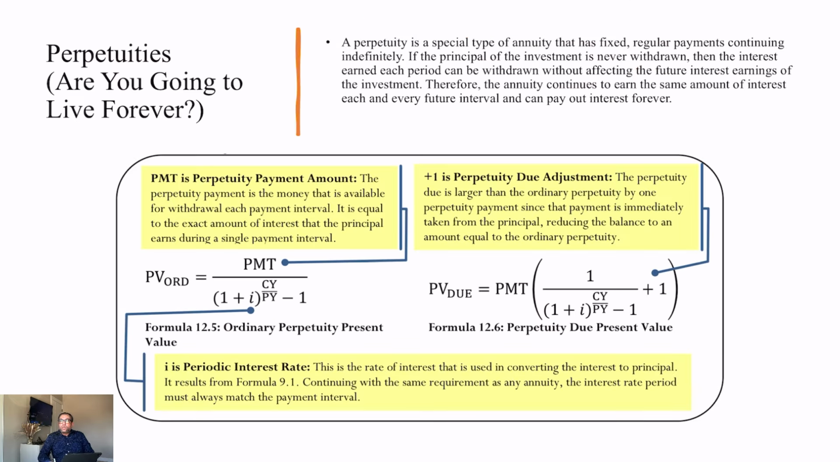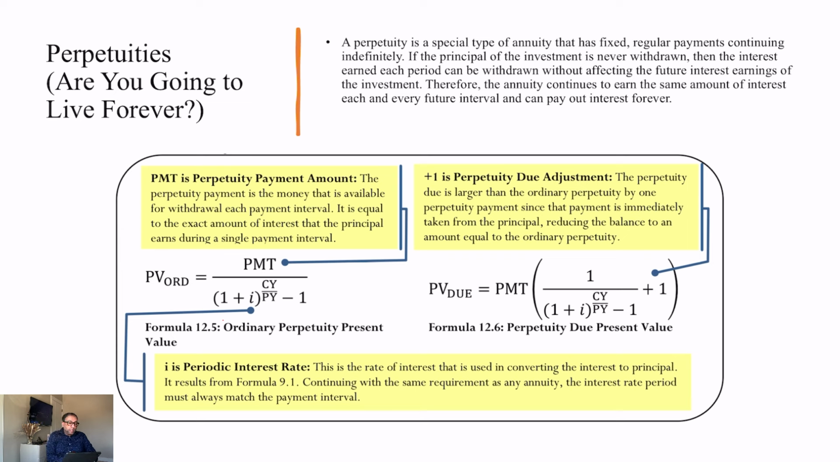Then comes the perpetuity, and a perpetuity is a special type of annuity that has a fixed regular payment continuing indefinitely. If the principal of the investment is never withdrawn, then the interest earned each period can be withdrawn without affecting the future interest earnings of the investment. Therefore, the annuity continues to earn the same amount of interest in every future interval, and can pay out interest forever.